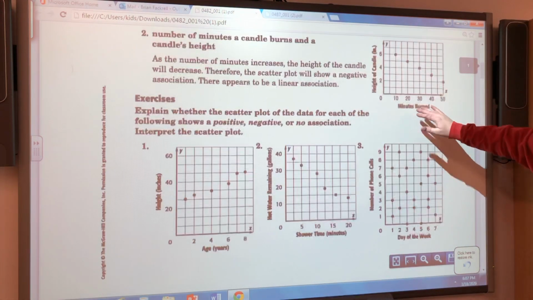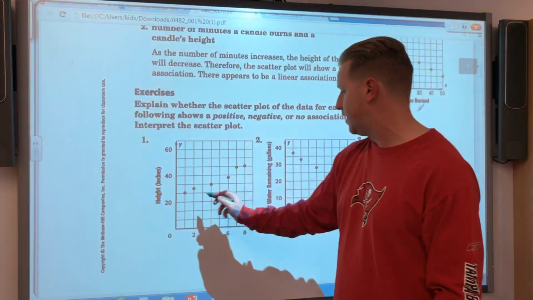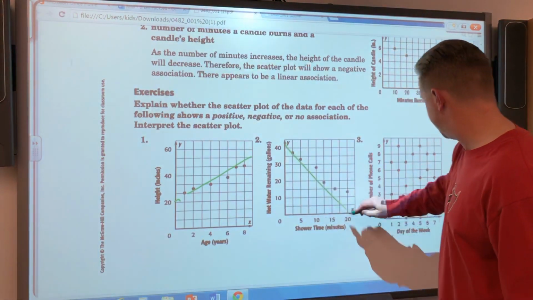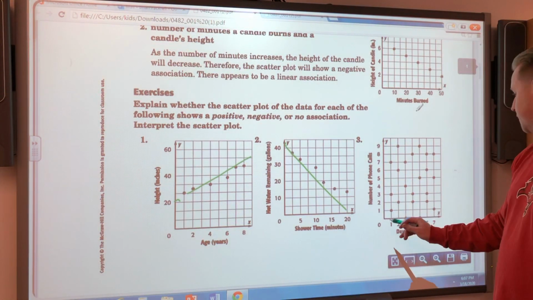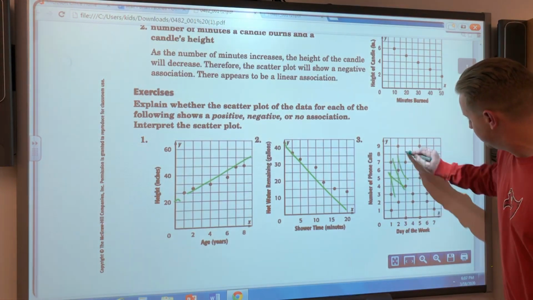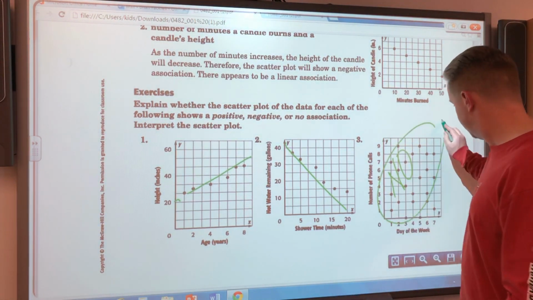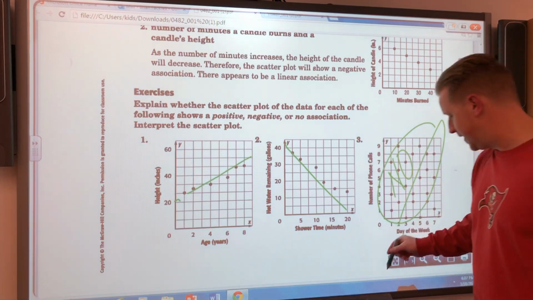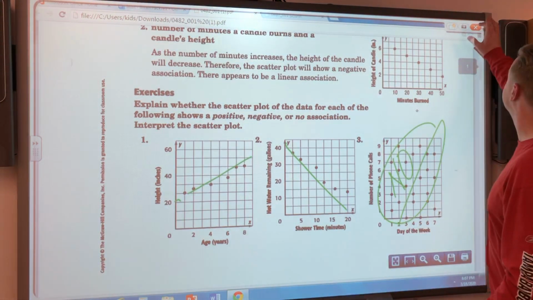Continue on, and there are a few examples here. Looking at this real quick. Positive, negative, all over the place. No, it's not Jackson Pollock. This would be considered no association. You cannot form anything out of that. It's a scattered mess. No association.